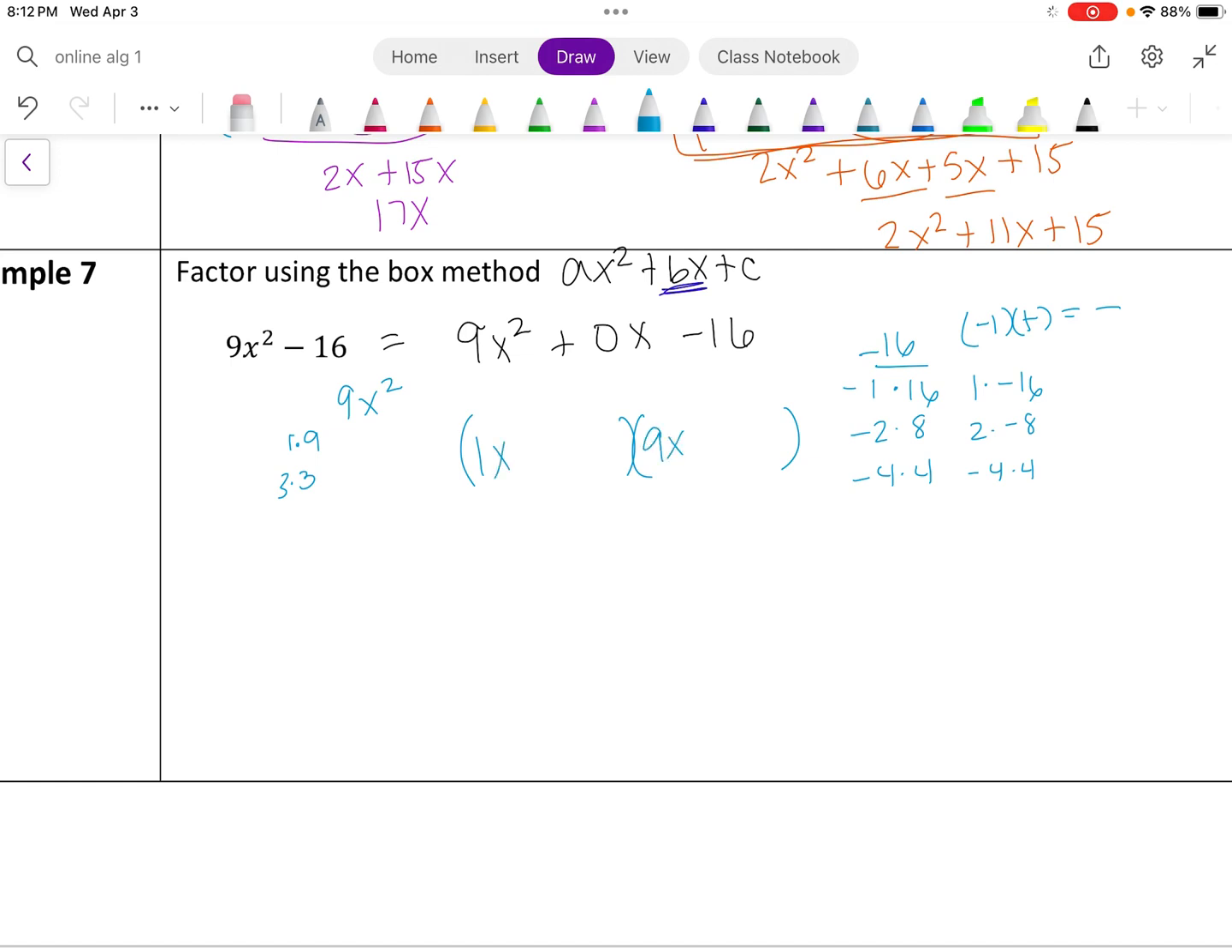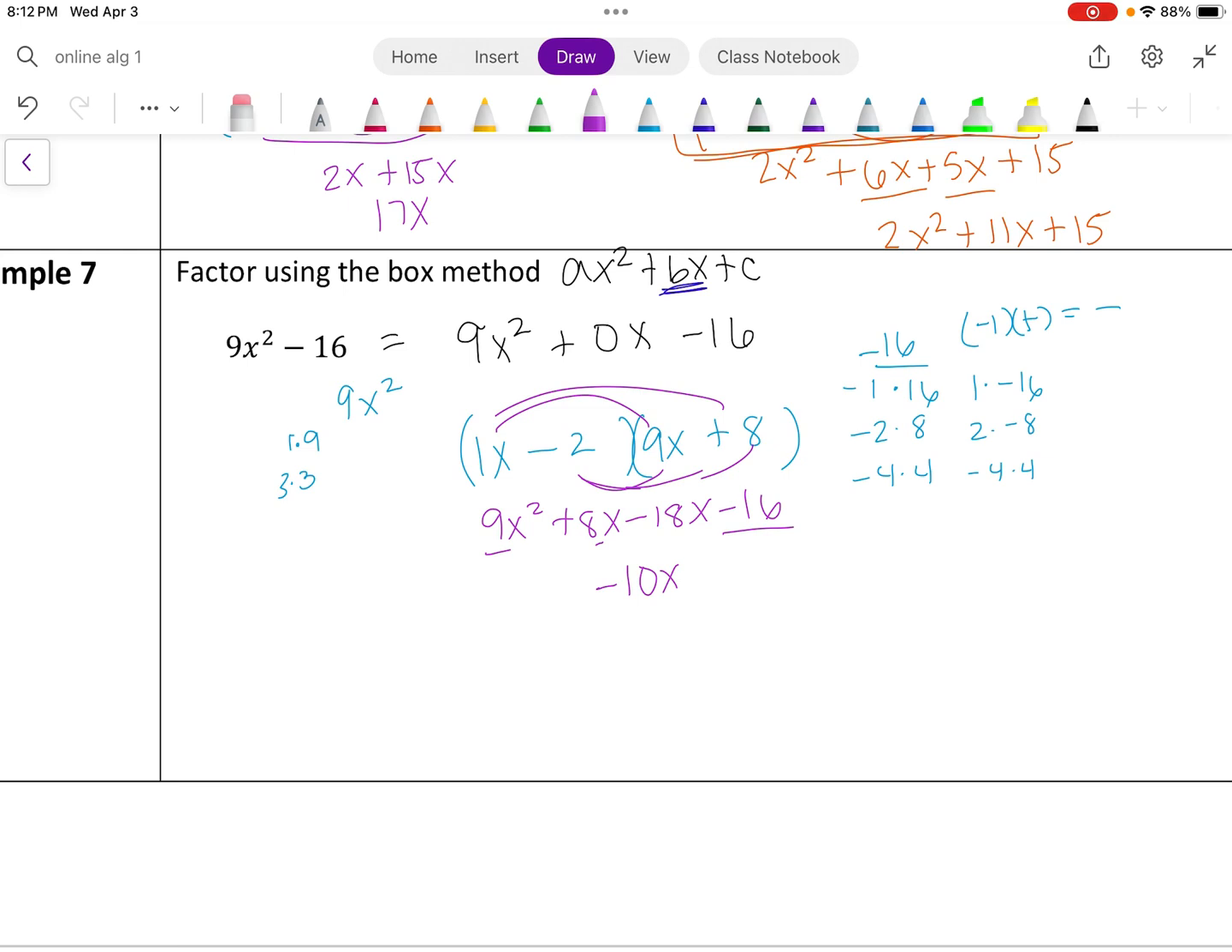If I do my 1x, let this be my 9x. I'm going to pick one. I'm going to start with 2, 8 because I can, and see if I can kind of reason myself through here. So let's see. My 1x times 9x, there's my 9x squared. 1x times 8 is 8x. 2 times 9 would be negative 18x. Negative 2 times 8 is my negative 16. So those first terms are working out. But 8 minus 18 is negative 10x, and I want it to be 0x.